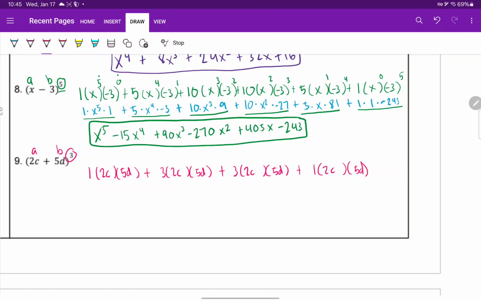Now from here, we start from the left side. The first term, the 2C, we start with the power, the degree of 3. And then we just go down one every single one. So 2C cubed, 2C squared, 2C to the first, 2C to the 0. Now we get to the 5D at the very far right. We start with 3 and we go backwards. So 3, 2, 1, and 0.